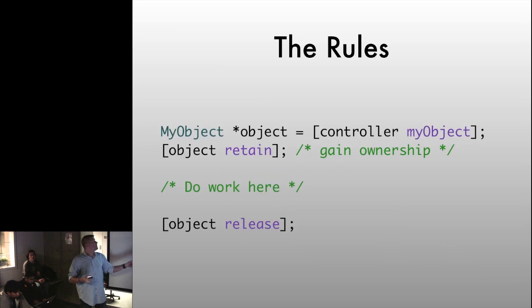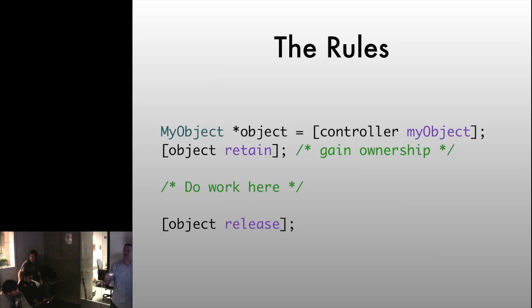Okay? If you need to be sure that that object sticks around, because maybe you call this controller myObject method, and you get an object back from it, and you want to do something with that object. You need values out of it. You need to store some values in it. If you need to be sure that the object is not going to get released out from underneath you, you call retain. What does retain do? Increase the reference count by 1.